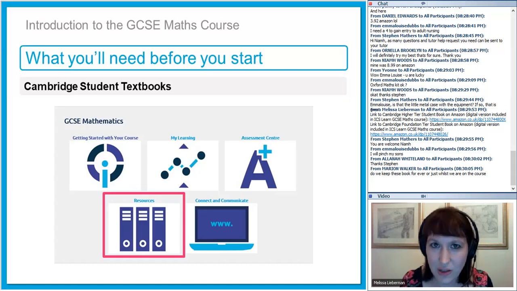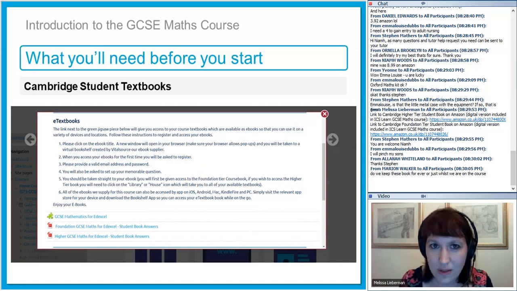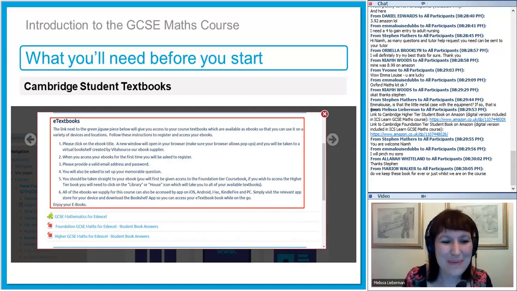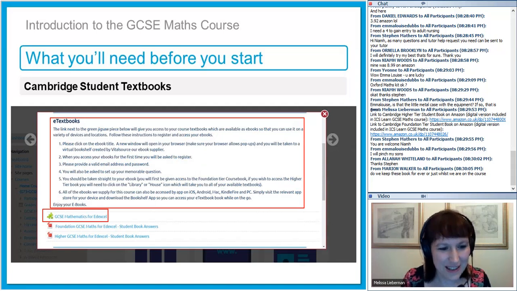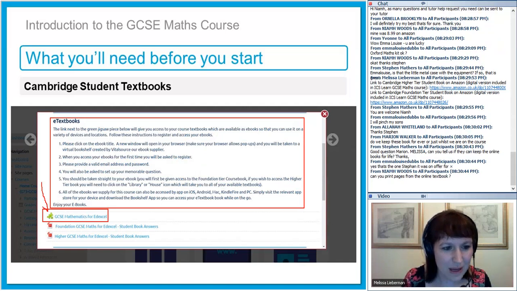If you want to access those digital textbooks, you need to go into the resources section on your course page. You need to scroll down to where you see e-textbooks. You're given some instructions here for setting them up. Once you've set them up, you never have to read that bit again. And so then to access your actual books, you see this green jigsaw puzzle piece here. So you just click on that green jigsaw puzzle piece, and that will launch your textbooks.